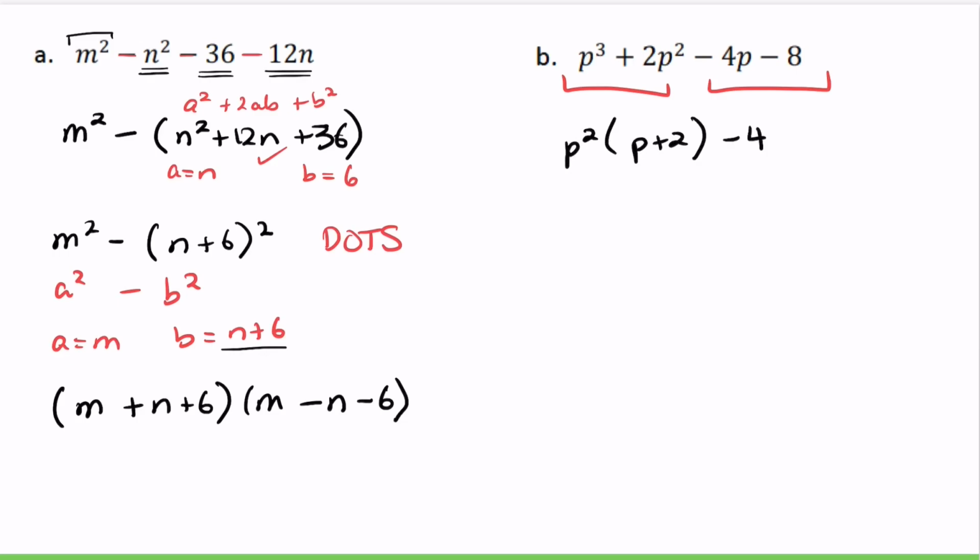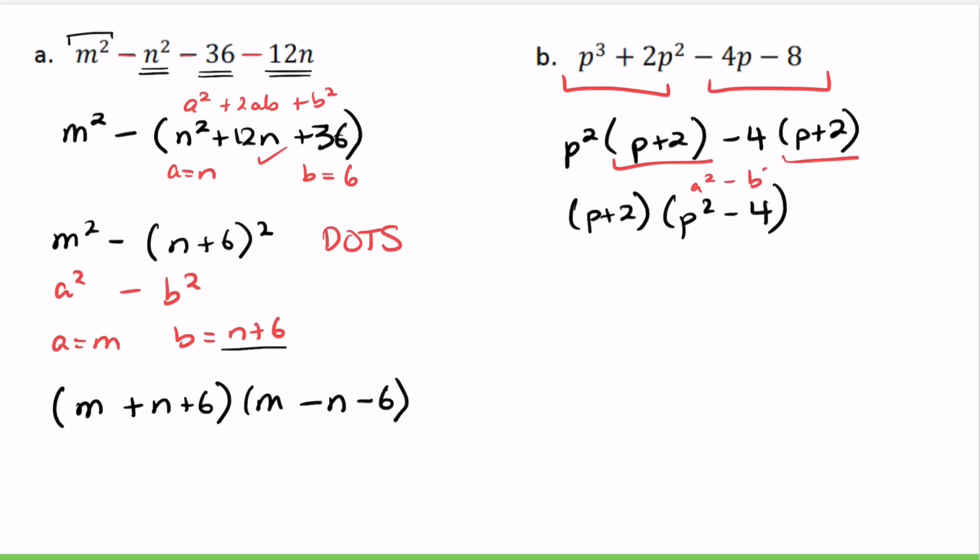Here I can take out -4. That'll also have p plus 2 left over. You can notice that these are the same term. So I can take that out, and that'll leave over p squared minus 4. Once again, we're not done. You need to recognize that this is a squared minus b squared. Hopefully you can see the pattern and recognize how common it is.